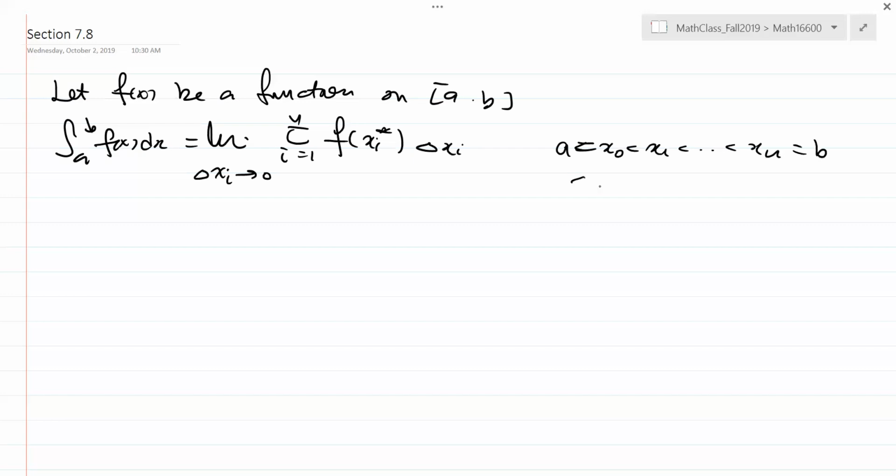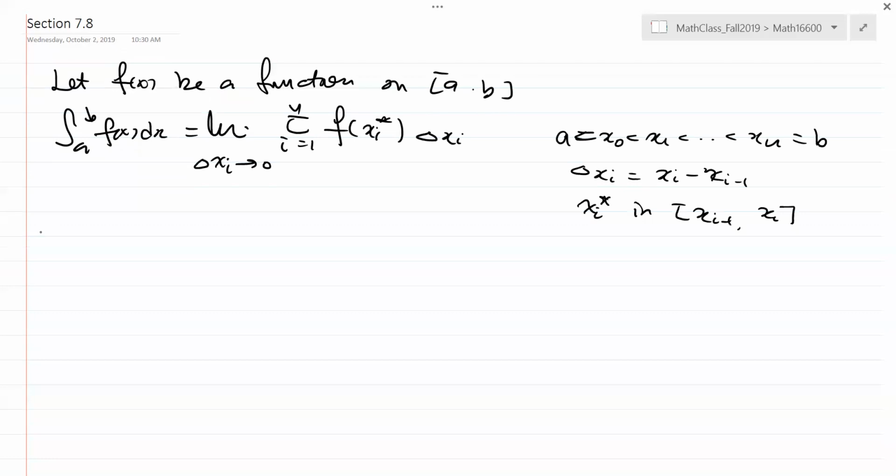And the delta xi is xi minus xi minus one. And the xi star is an arbitrary point in the subinterval. That's it. So let's have a quick review on the properties. First of all, a few facts.